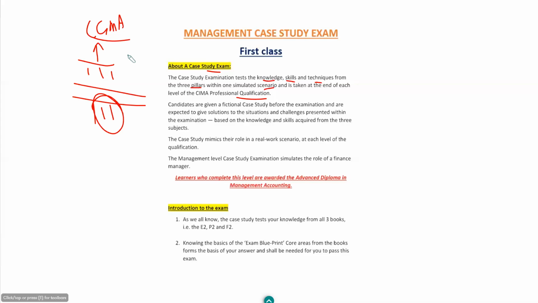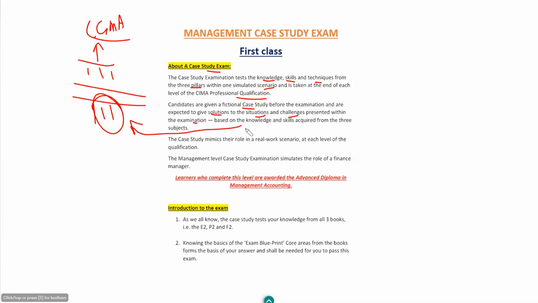So it becomes very important to understand and make yourself familiar with the material known as the pre-seen material which they release. It's a fictional case study. Then in the exam, you are expected to give solutions to the situations and challenges presented. This will require your knowledge from E2, P2, and F2.